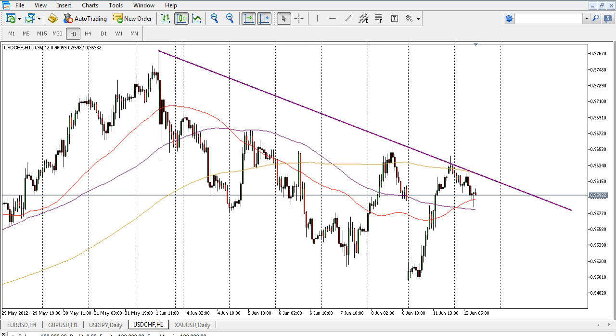What happens at that level? We've already had sellers coming in twice there, today and yesterday, significantly coming in and selling that pair, so I would not be surprised if it continued to do that today. Okay, that's the Forex done.